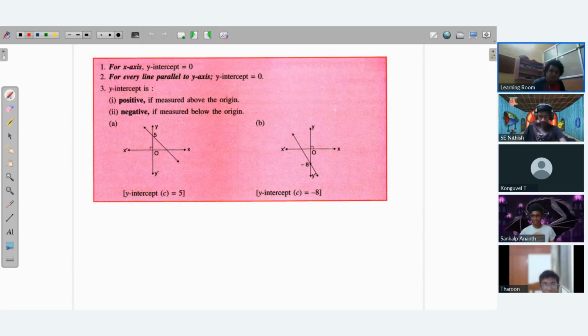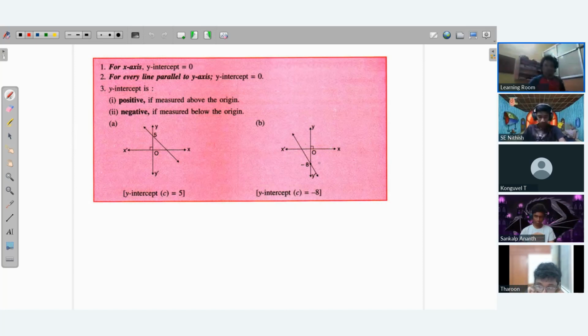So for the x-axis, how far it is from the y-axis, the y-intercept is 0 because it crosses through the y-axis at the origin. For every line which is parallel to the y-axis, the y-intercept is 0. Okay. So the y-intercept, of course, you know that it is positive if measured from above the x-axis, negative if measured from below. So we mention the sign, negative or positive.